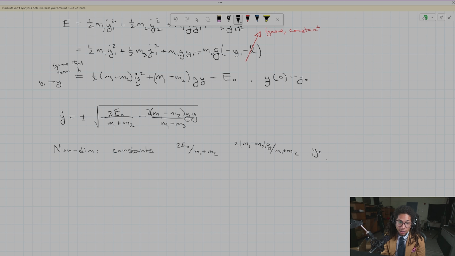Now it's not super obvious which ones I should want to pick to do a good non-dimensionalization. And I think the answer is actually just not obvious. You could pick any two of them, it turns out. But I'm going to pick this and this. That means that my reference length is y naught, because that already has units of length.